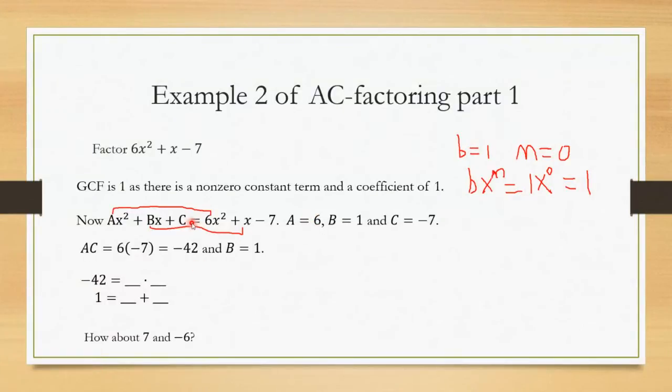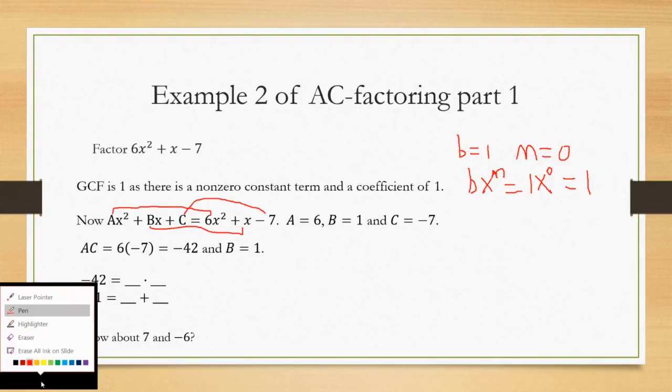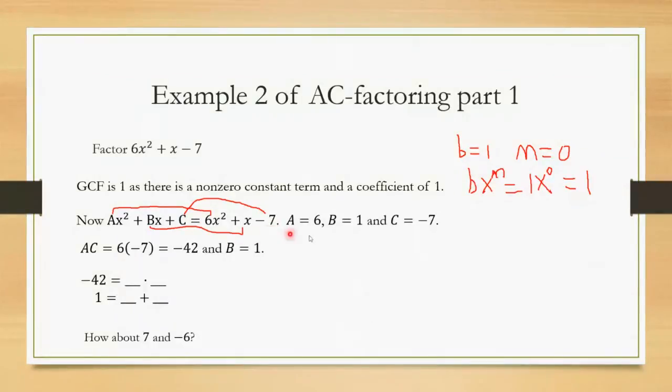And C is minus 7. Let me say that. C is minus 7. You have to include the negative sign. Okay, that's great. So what A times C then we get is what? 6 times negative 7, which is minus 42.